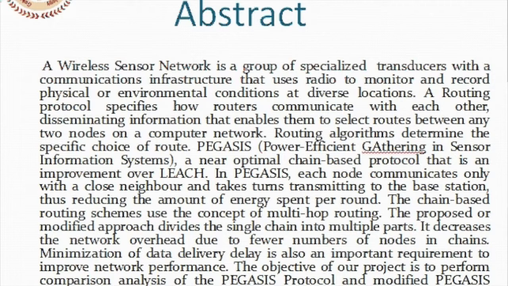In our project, we have chosen the Pegasus protocol, where Pegasus stands for Power Efficient Gathering in Sensor Information System. The main idea behind Pegasus is that each node communicates only with the close neighbor and takes turns transmitting to the base station, thus reducing the amount of energy spent per round. The chain-based routing, which is used in Pegasus, uses the concept of multi-hop routing and constructs chains for routing paths. We will discuss more about what exactly Pegasus is in the coming sections.